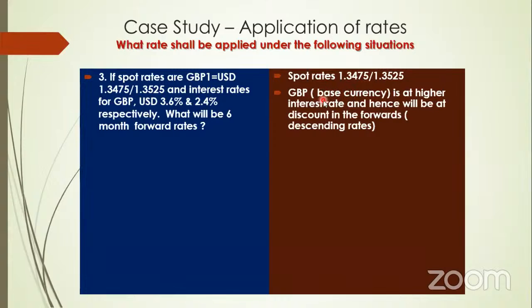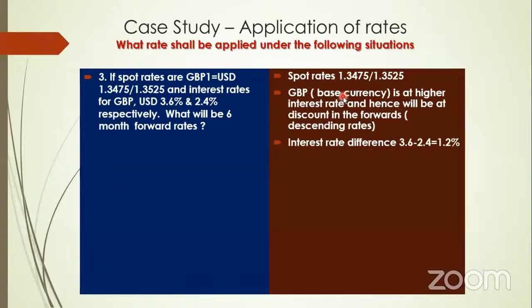You are going to decide which is the lower interest rate, which is the higher interest rate. Now pound is at a higher interest rate. Agreed? Pound is at a higher interest rate. So what will be the impact? The forward rates will be at discount. Discount means what? You have to go on lowering. What is premium? Go on adding.